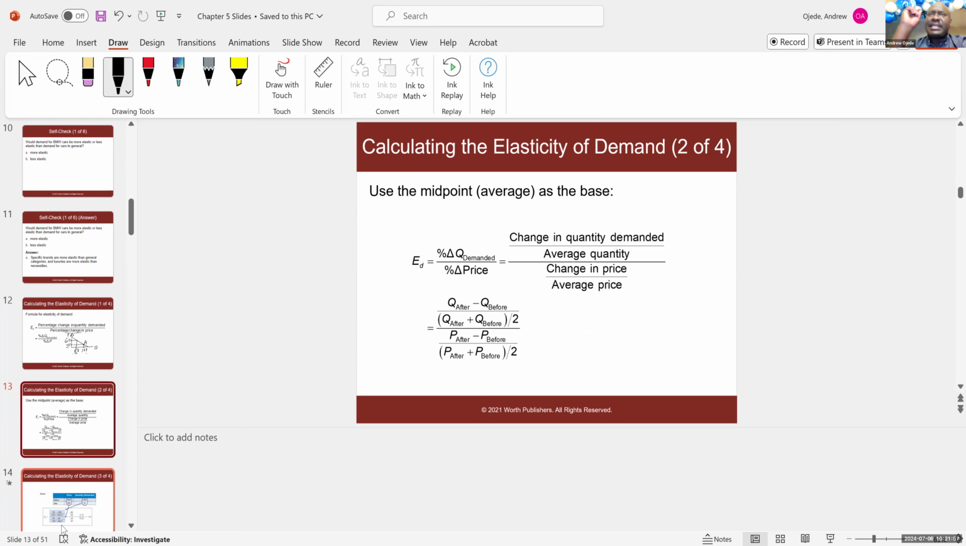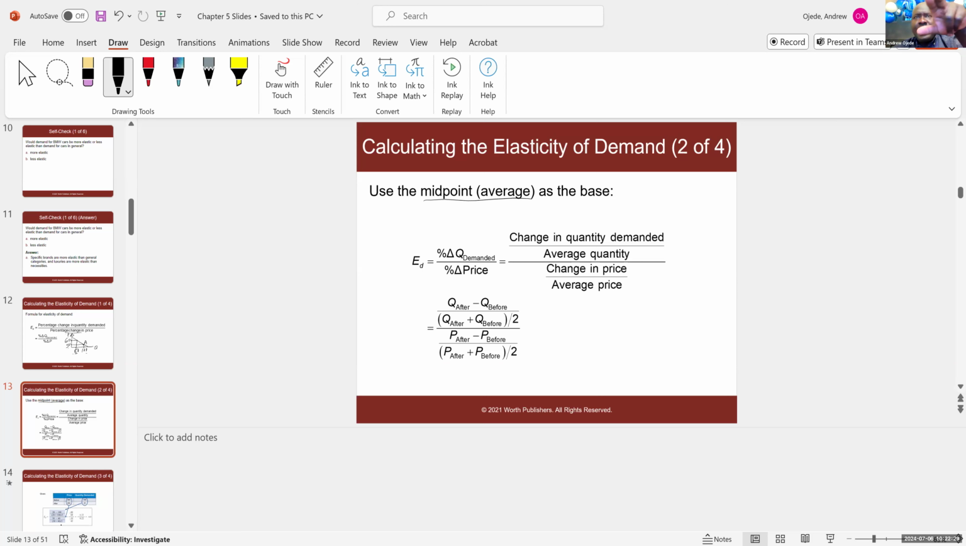And then there's a second formula which we call the midpoint formula, which uses the average as the base. What the midpoint formula tells you is that if you have a linear demand curve, and the reason we developed the midpoint formula is that it's possible consumers may respond more or less depending on which point you're on the demand curve.